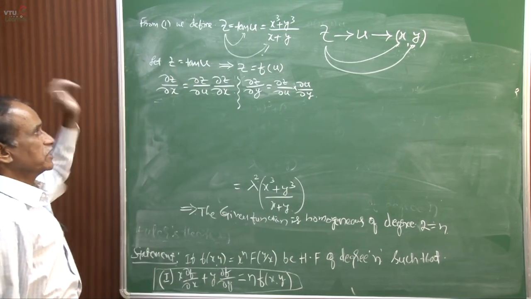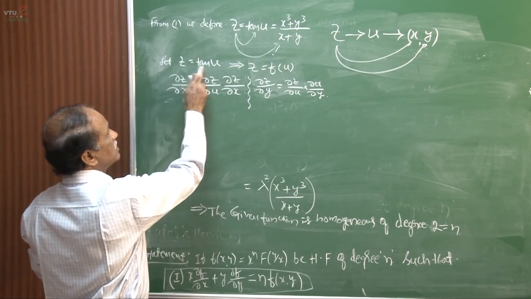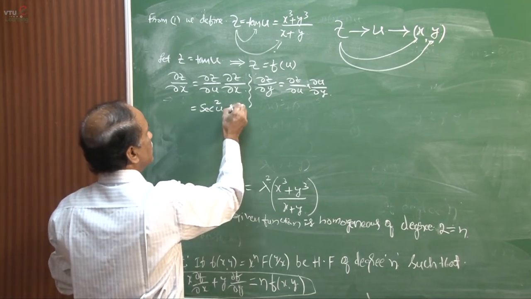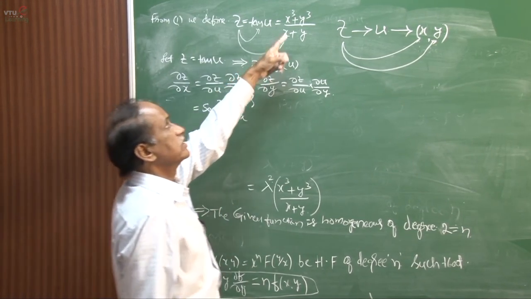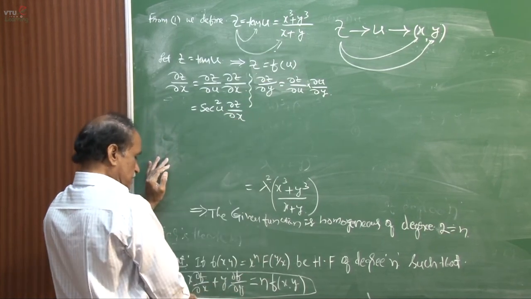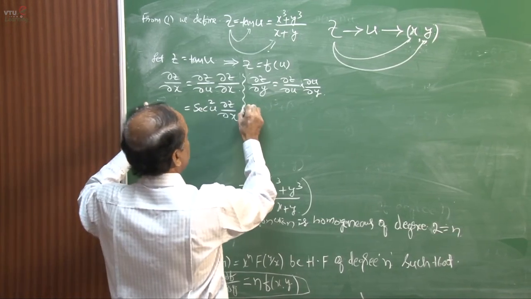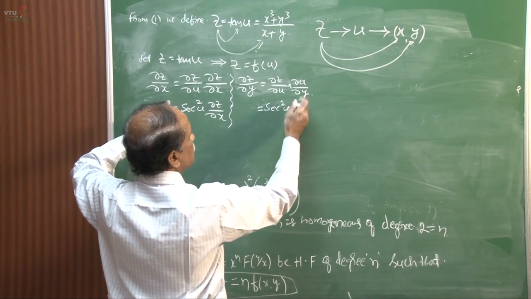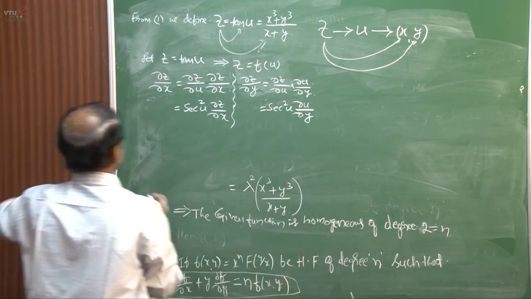Now you substitute accordingly. What is that value? Del z by del u, z with respect to u, is nothing but secant square u. Then del u by del x we don't have, that means I am not differentiating this quantity. I will keep the symbol as it is, because I do require that symbol in proving Euler's theorem. Now this is also the same: it is secant square u and then del u by del y.